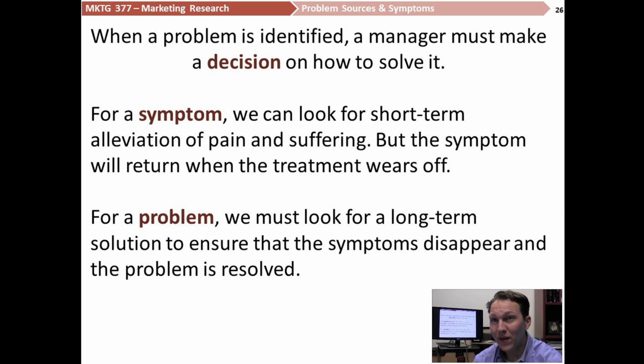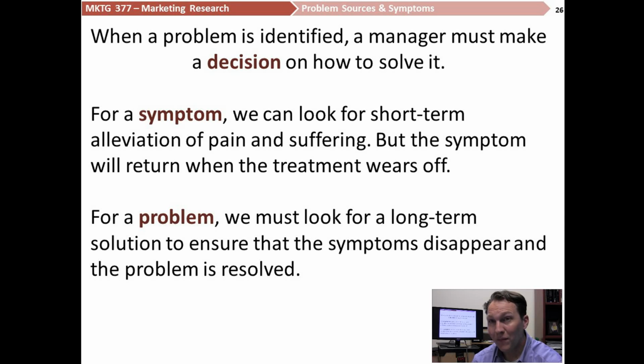Unfortunately, we can't always just say, well, something's a symptom, therefore we have to ignore it. Sometimes we have to address the symptoms as well. So for symptoms, we can look for short-term alleviation of pain and suffering, and if we can do so without hurting ourselves or without causing ourselves significant amounts of trouble, it's not a bad idea to do that. Anytime you can alleviate a symptom, you should. But we have to remember that the symptom is going to return when the treatment wears off, and if our treatment is going to get in the way of solving our problem, we want to solve our problem more than we want to alleviate our symptom.